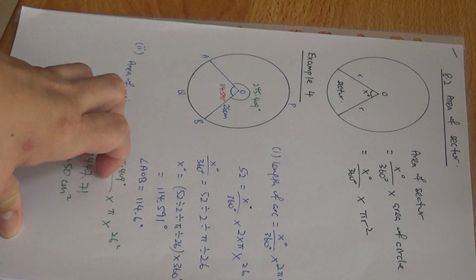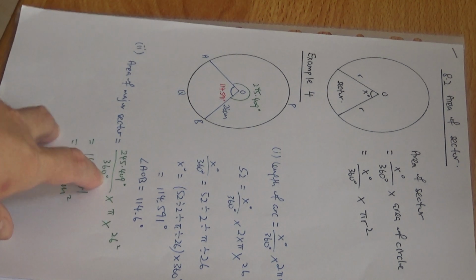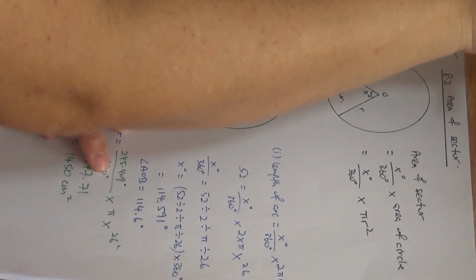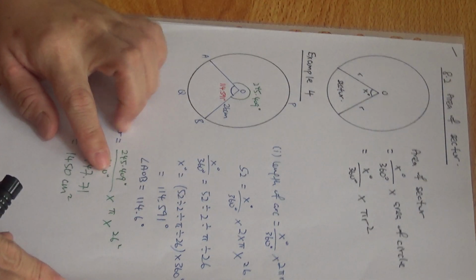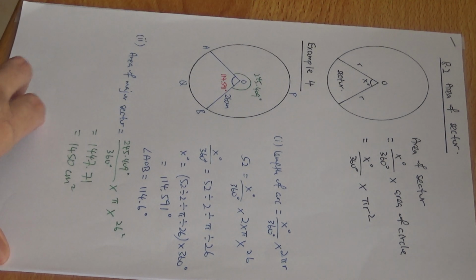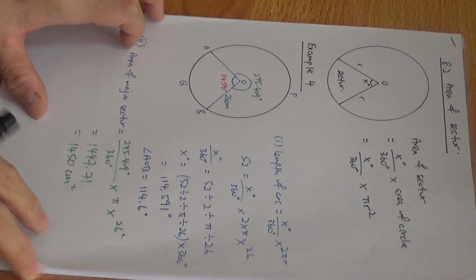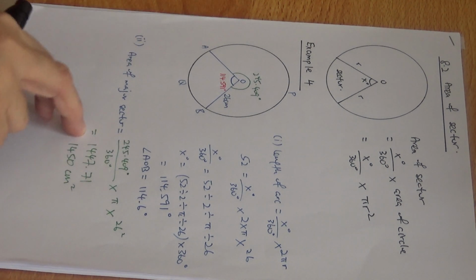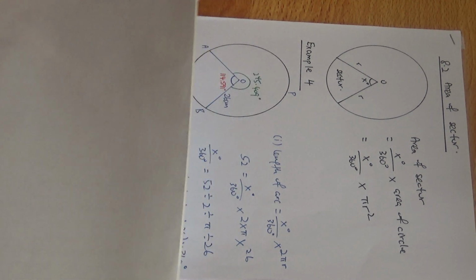Okay. Now this particular formula is found on page 257 of your textbook. Page 257 of your textbook. Okay. Now I'm going on to example 4 straight away.